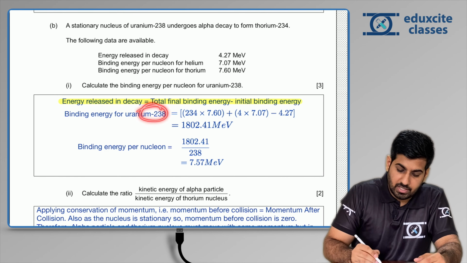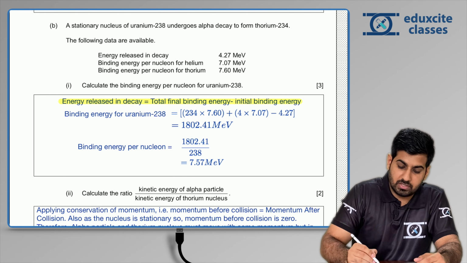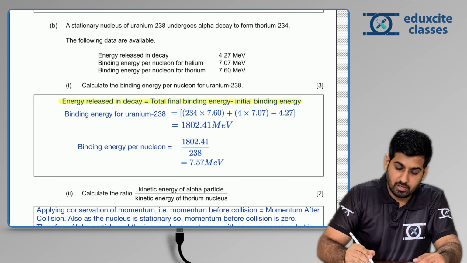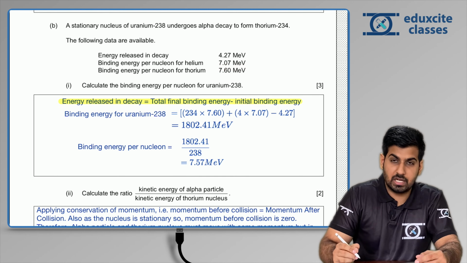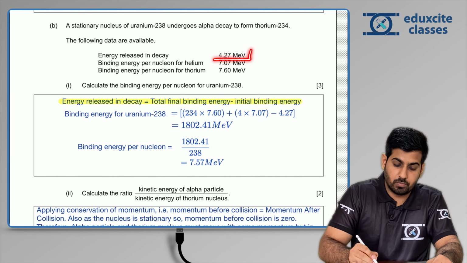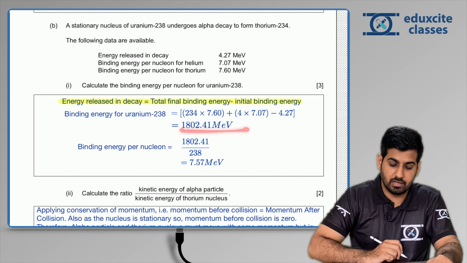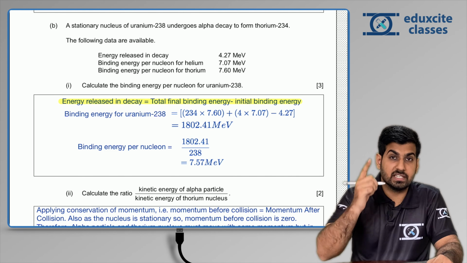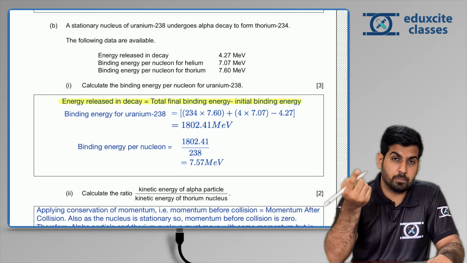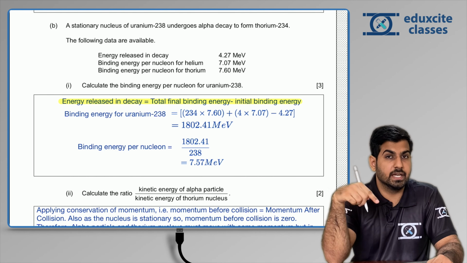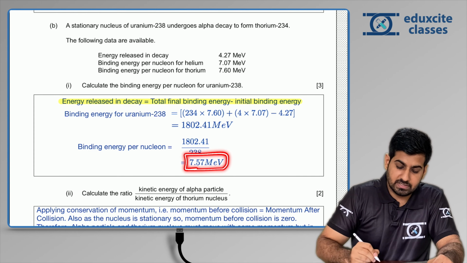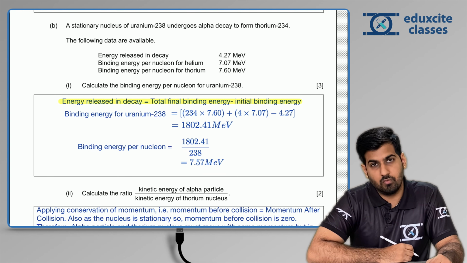So for uranium-238, 234 times 7.6, that is the binding energy per nucleon for thorium, plus 4, the number of nucleons in alpha, times 7.07, all in mega electron volt, minus 4.27, so it comes out to be 1802.41 mega electron volt. That is the total binding energy. For per nucleon you have to divide it by 238, the number of nucleons in uranium. So you will get per nucleon as 7.57 mega electron volt.